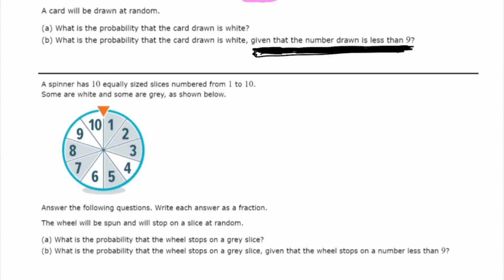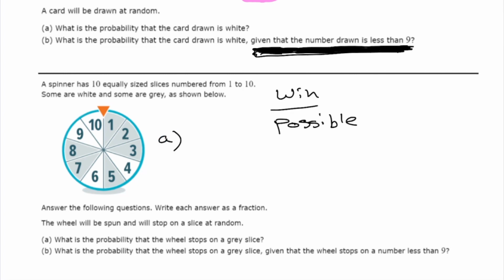This is a spinner. We have 10 equally sized slices, numbered 1 through 10. Some are white and some are gray. The wheel is spun at random and will stop at a slice at random. What is the probability that the wheel stops on a gray slice? So just from the beginning here, again, we're doing win over possible.